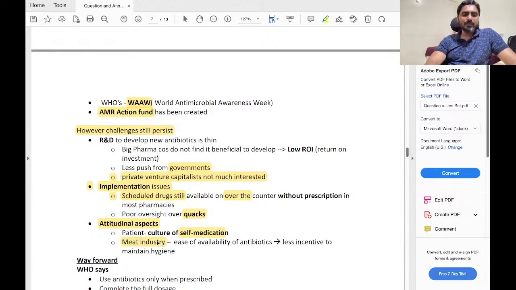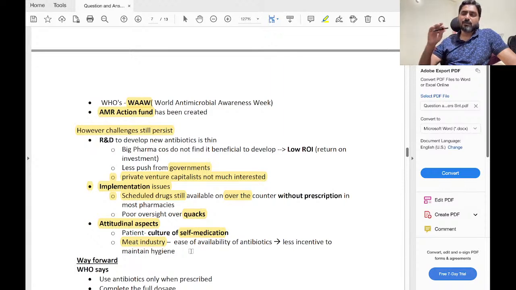Again, meat industry, easy availability of antibiotics, so less incentive to maintain hygiene. See, yes, that could be the other way around also. Generally there is a trend or a practice that most of our industries do not maintain proper health and hygiene. Even the food industry, the restaurant industry, the food processing industries, you would hardly see the level of health and hygiene that they maintain.